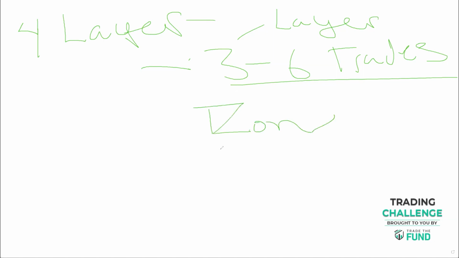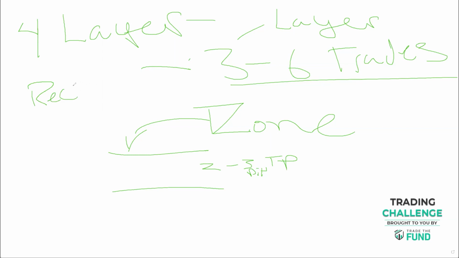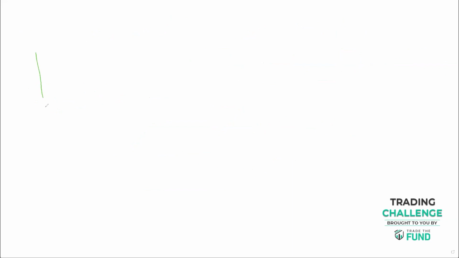And a zone is just an area of support and resistance where you have at least 2 to 3 pips of take profit. That is what a zone is. That's what we're identifying a zone as. So the challenge today is to recycle 4 layers, not all at the same time, just get 4 layers to recycle.